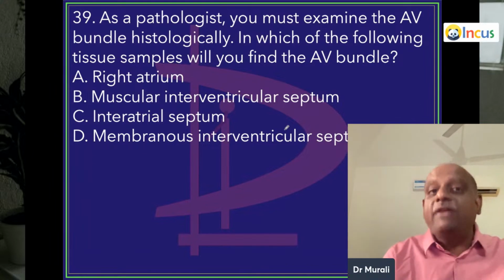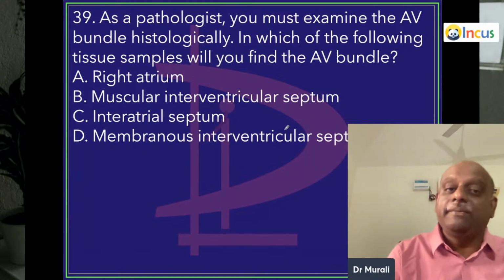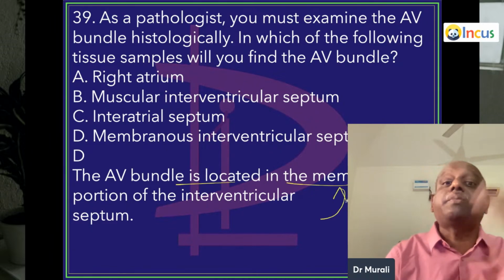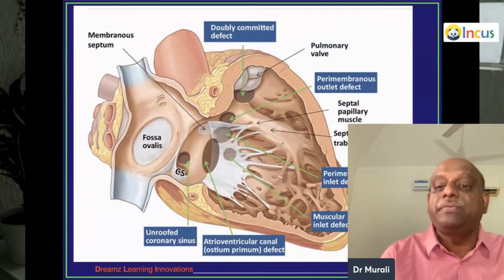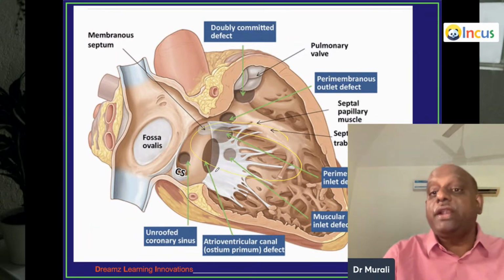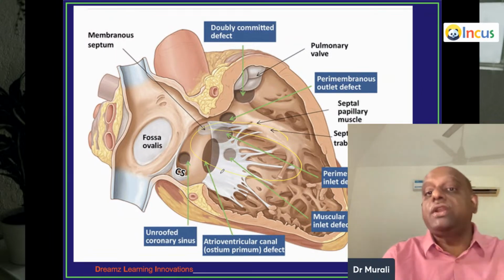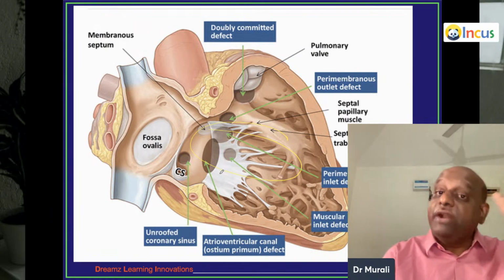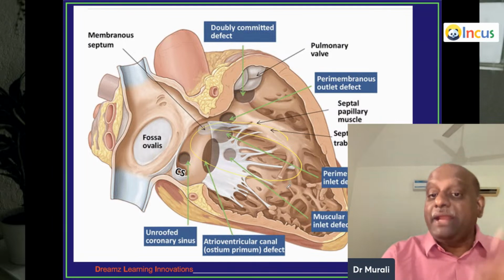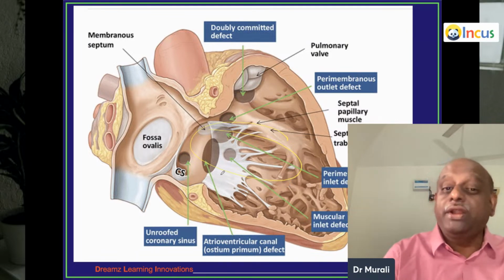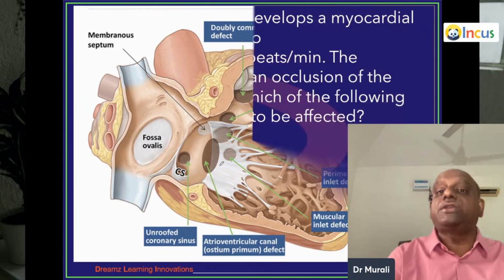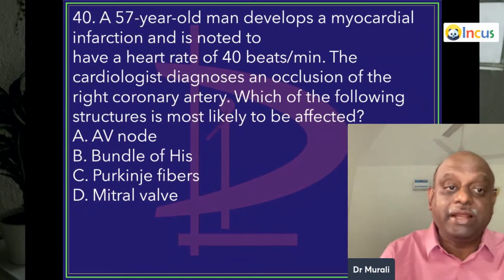You want to examine the AV bundle histologically. So where is the AV bundle? The AV bundle is located in the membranous part of the interventricular septum. The interventricular septum has a membranous part and a muscular part, and ventricular septal defects can occur anywhere. There can be a muscular defect, a perimembranous defect. So it is the membranous part of the interventricular septum where the AV bundle is located, is what you should remember.